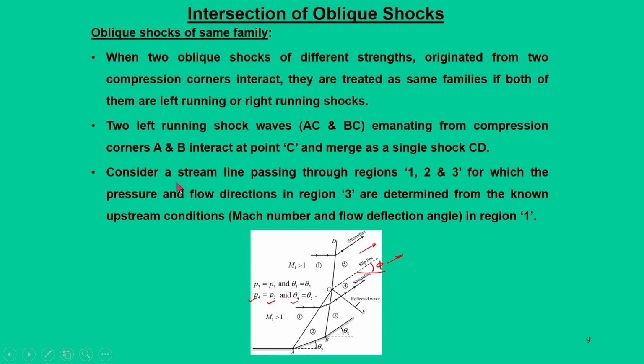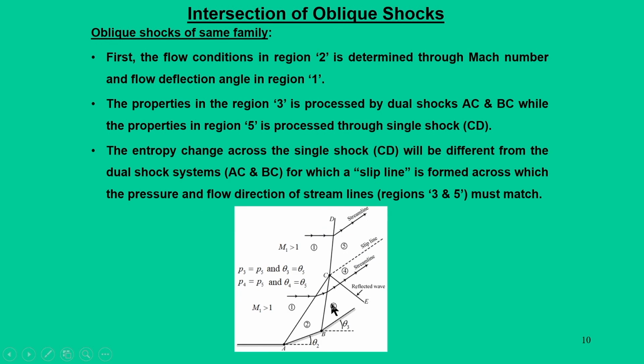Now, from the streamline point of view, the streamline passing through regions 1, 2 and 3 has pressure and flow directions in region 3 that are determined from the upstream conditions, that is the Mach number and flow deflection angles from region 1. That means, from region 1 with theta 2 we can get the information of region 2, and from region 2 with respect to theta 3 we can get the entire flow information for region 3.